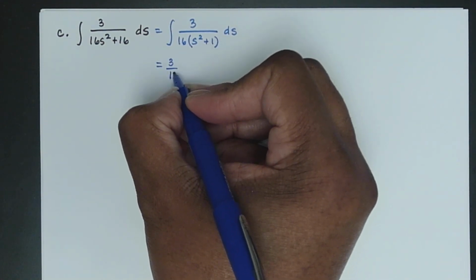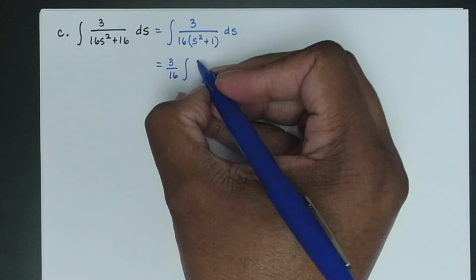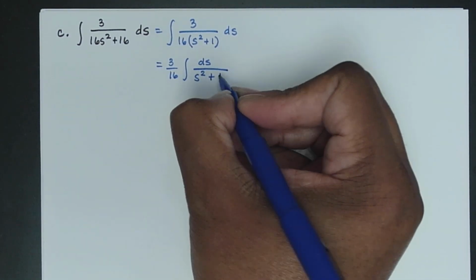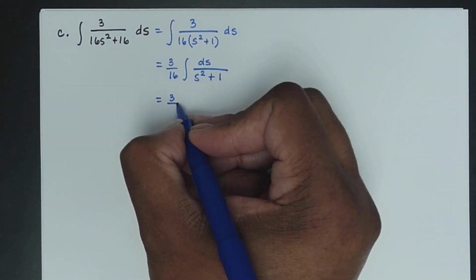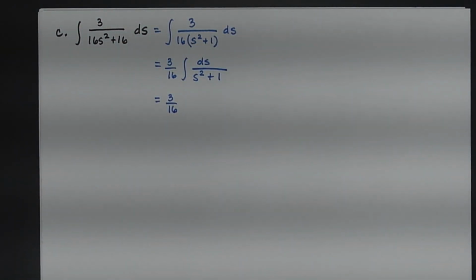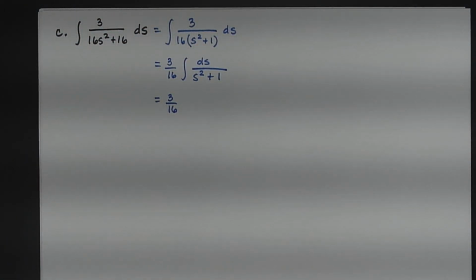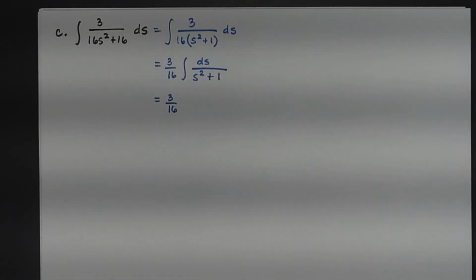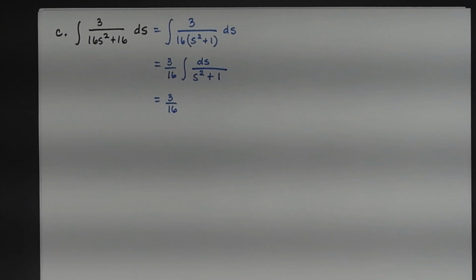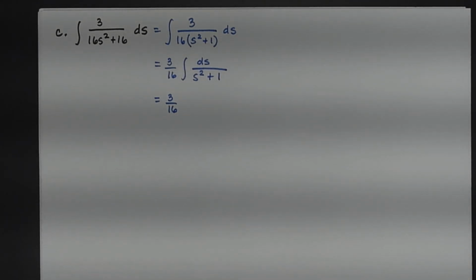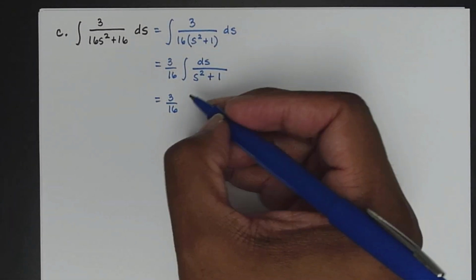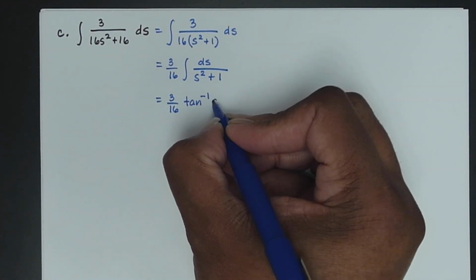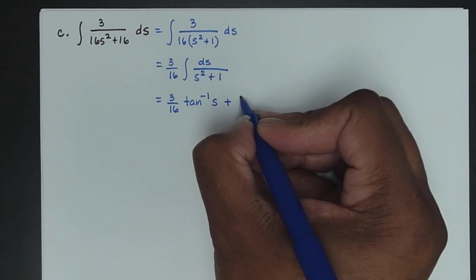So it'll be 3/16 times the integral of ds in the numerator, over s squared plus 1. And then bring down the 3/16. If I take the integral of ds divided by s squared plus 1, you're pretty much going to have to refer back to the tables that I gave in section 4.9 that deals with inverse trig functions. This will give you inverse tangent of s, and then plus c.